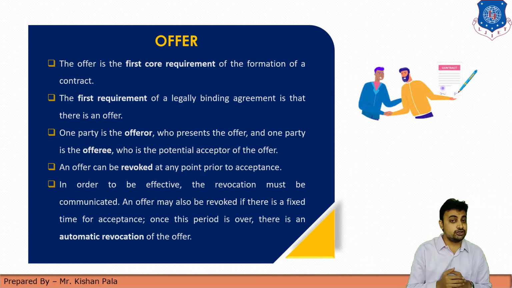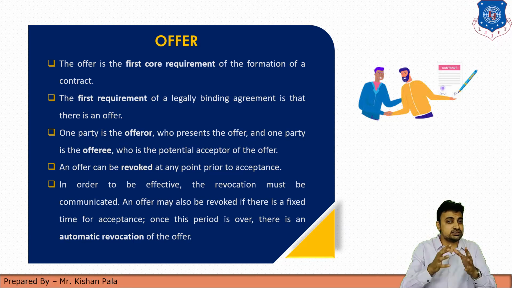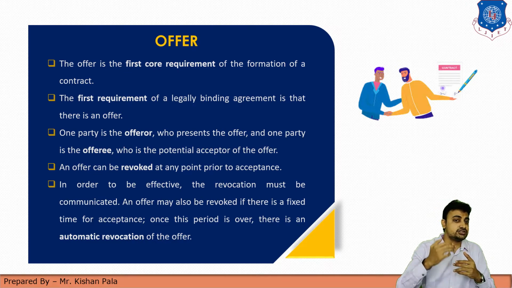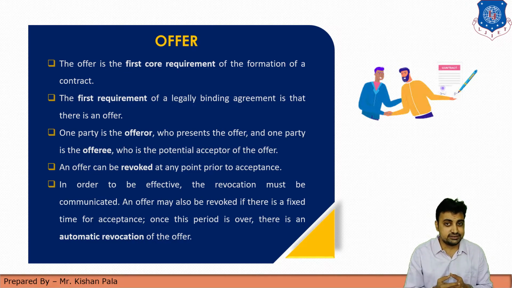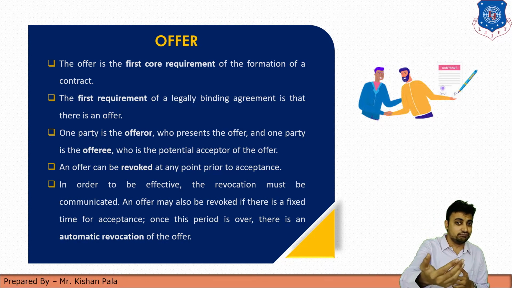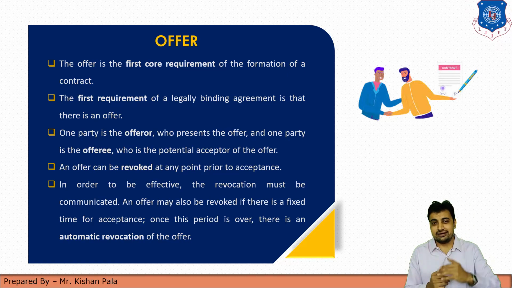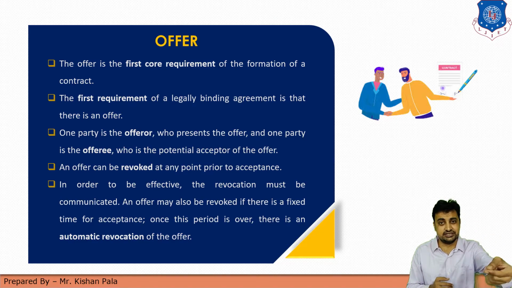We will start with offer. Offer is the first stage of the contract formation, and we can say it is the first core requirement. The first requirement of a legally binding agreement is that there is an offer. For example, you are a client and you are offering a particular structure with terms and conditions. So this is the first stage of the contract. As a client, you are offering a particular type of structure. So this is the first step, which is the offer.